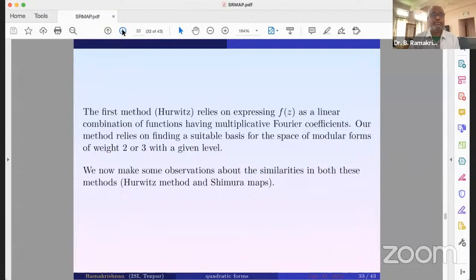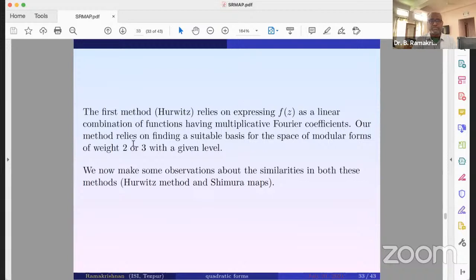The first method relies on expressing F(z) as a linear combination of functions having multiplicative Fourier coefficients. Our method relies on finding a suitable basis for the space of modular functions of weight 2 or 3 with a given level. So both their difficulty levels are equal. Generalizing these two is not so easy. Only when you can find a basis can we use our method.